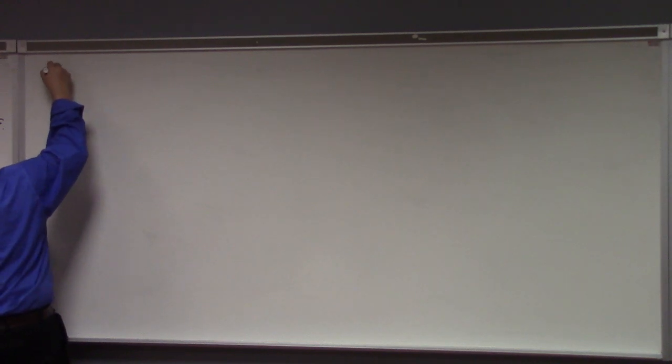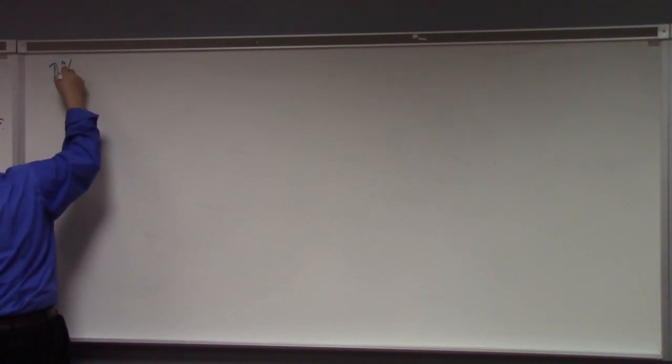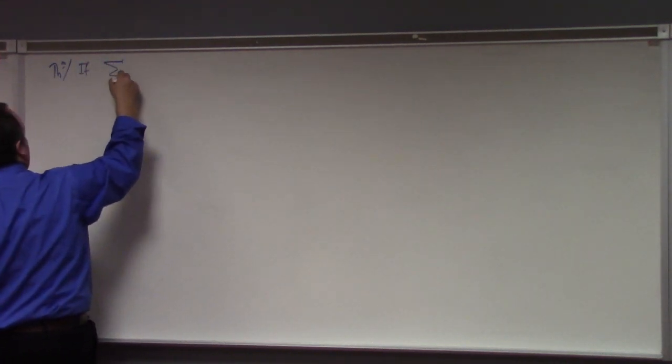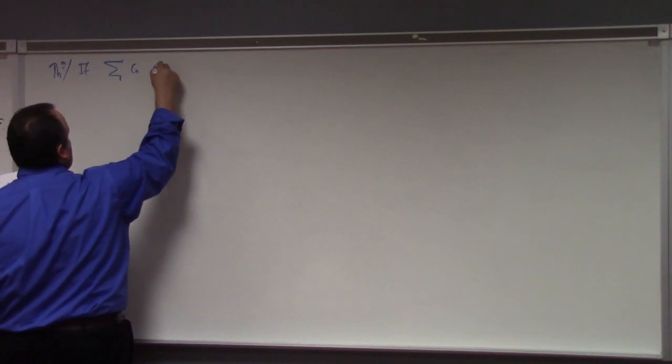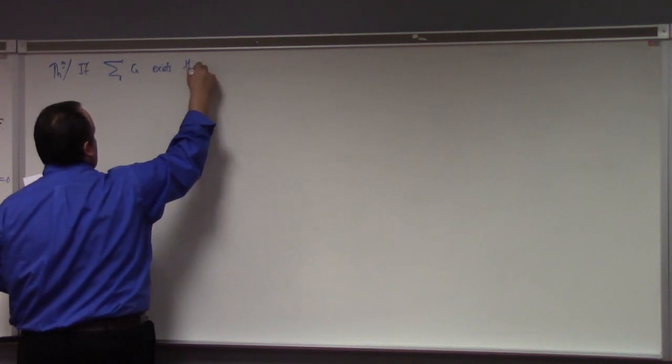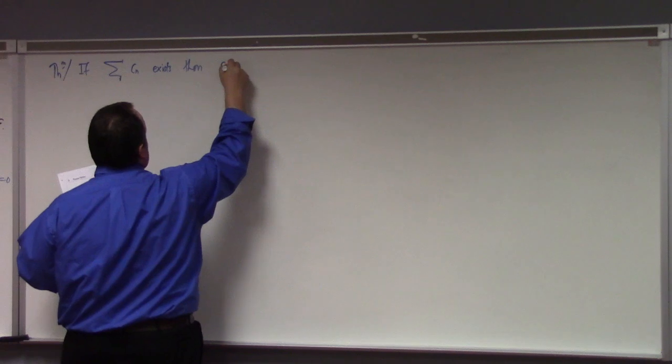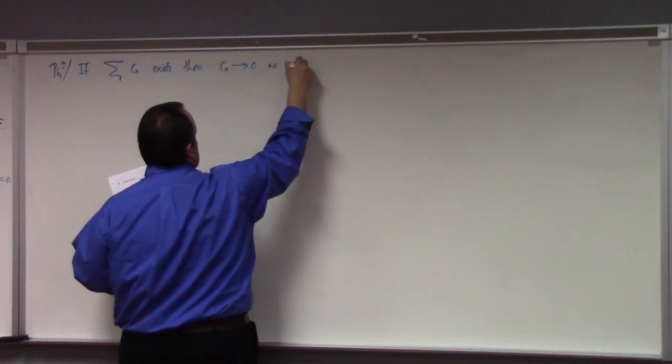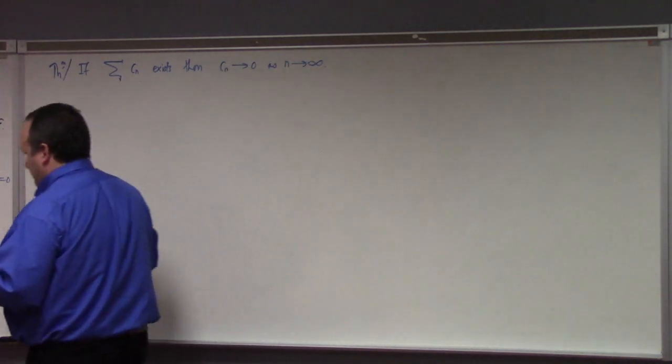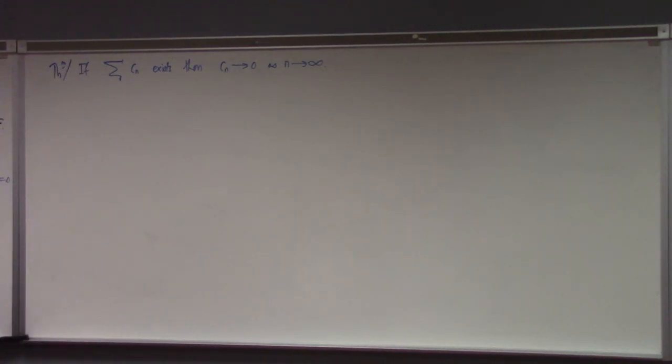Theorem, goodness gracious: if the sum of Cn exists, then Cn goes to 0 as n goes to infinity. Do you recognize this? Actually, this is the one I can prove because it takes like 2 seconds. This, my friends, is the nth term test, right? What's the proof of the nth term test?